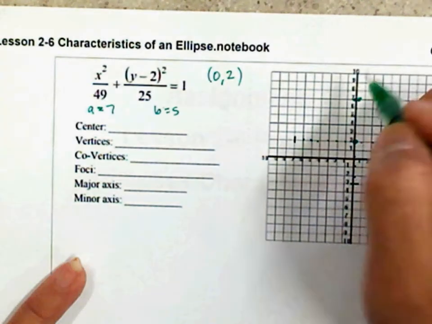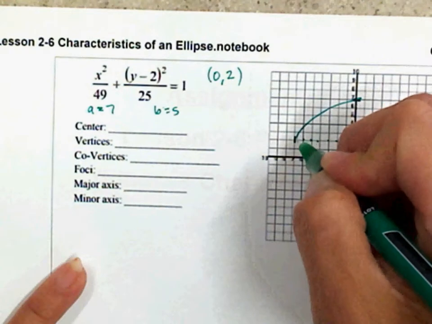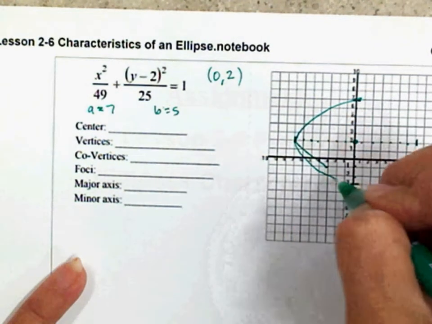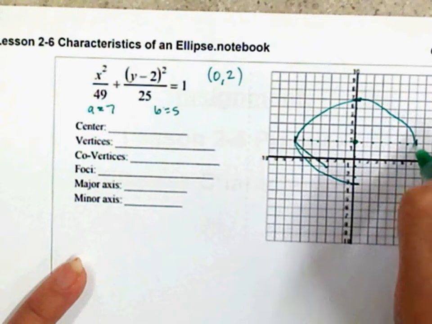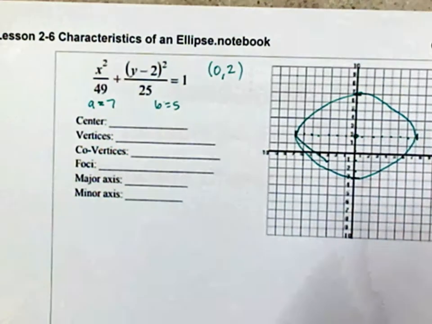And my attempt to make an ellipse is horrible. There you go. Ignore the little part, okay? I'm just not that talented. All right, here we go.